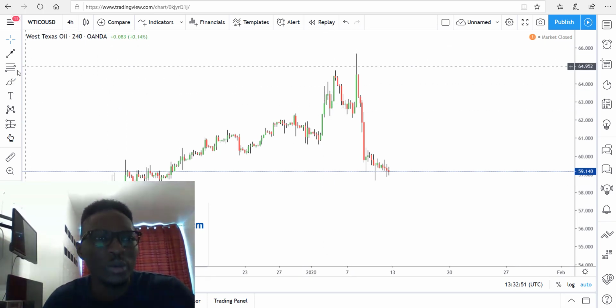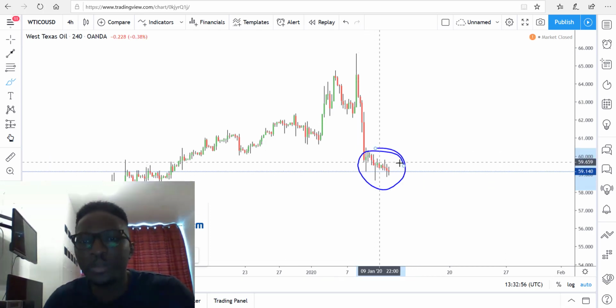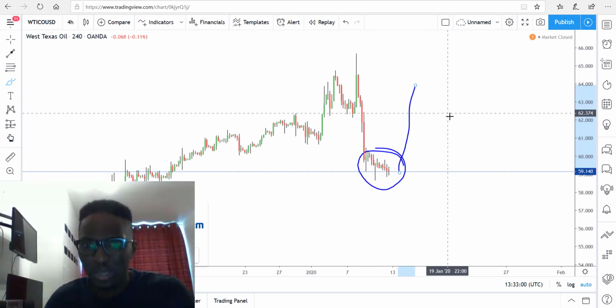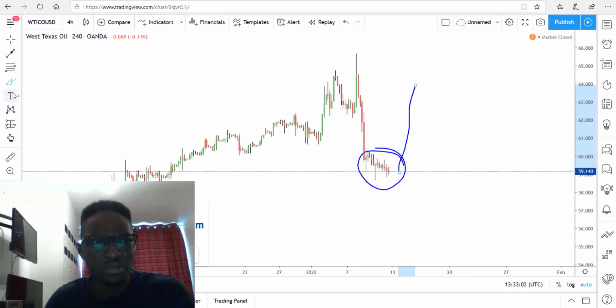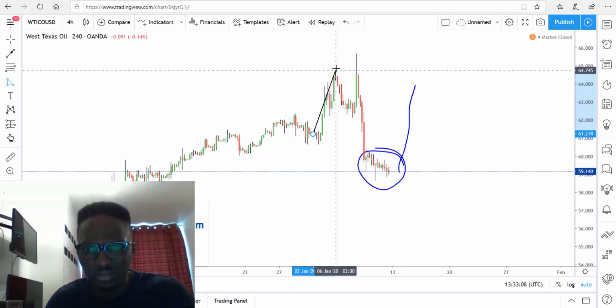So US oil, for example, we got US oil. This is a structure that is going to go up. If you understand market structure, the structure is going to go up. We've actually completed a Shark pattern on this. I posted this Shark pattern on my TradingView.